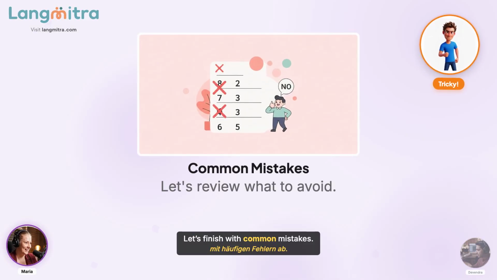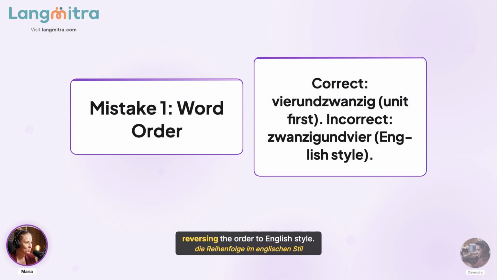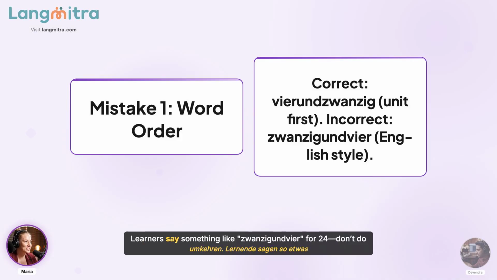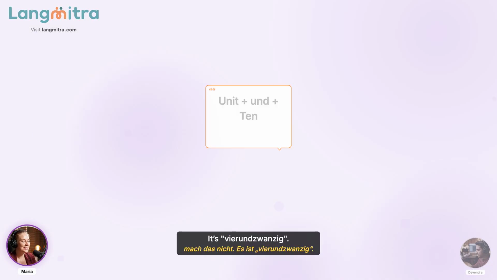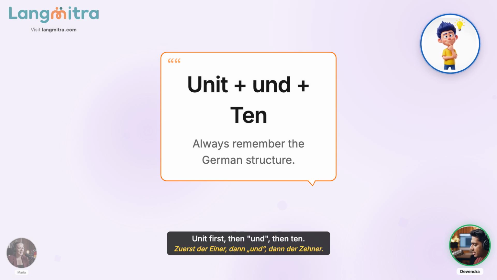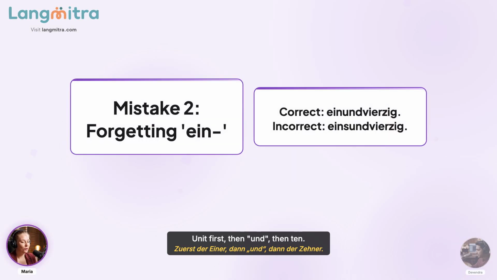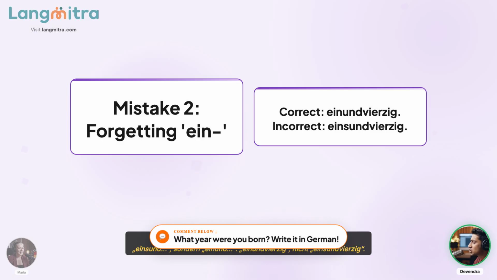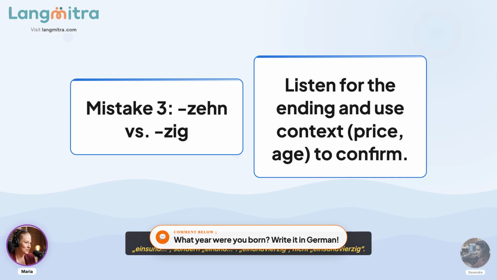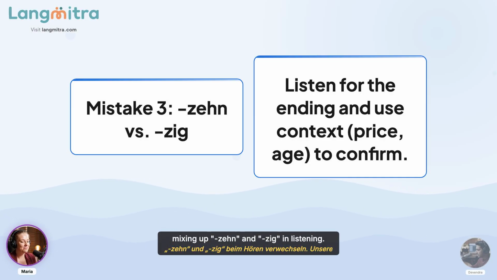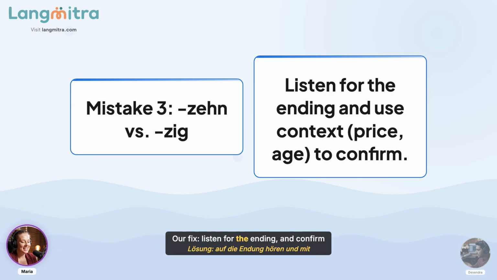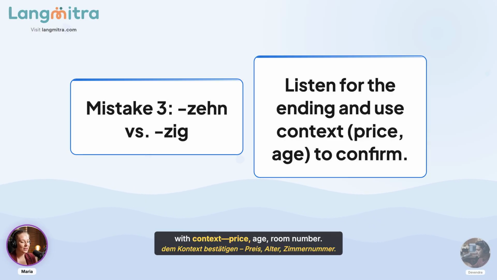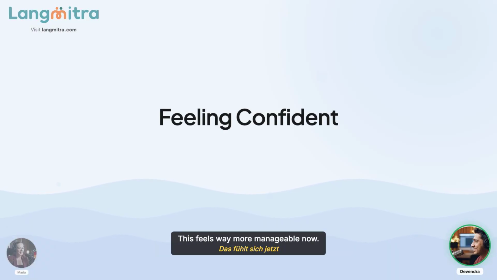Okay. Let's finish with common mistakes. Mistake one, reversing the order to English style. Learners say something like vierundzwanzig wrongly, as "zwanzigvier," for 24. Don't do that. It's vierundzwanzig. Unit first, then und, then ten. Exactly. Mistake two, forgetting the special form ein in compounds, so not eins und, but ein und. Einundvierzig, not einsundvierzig. Perfect. Mistake three, mixing up zehn and zig in listening. Our fix: listen for the ending and confirm with context. Price, age, room number. This feels way more manageable now.